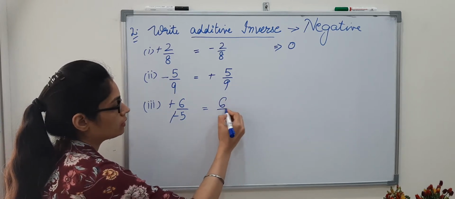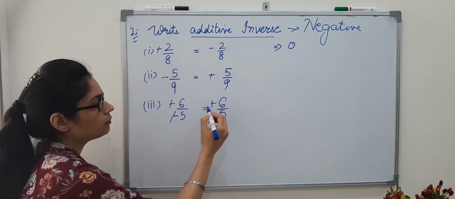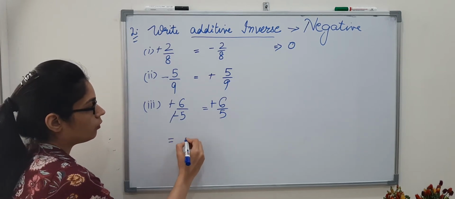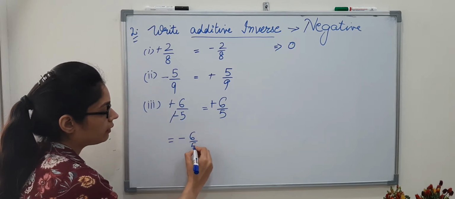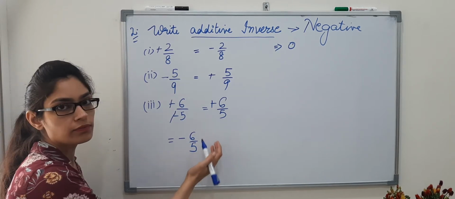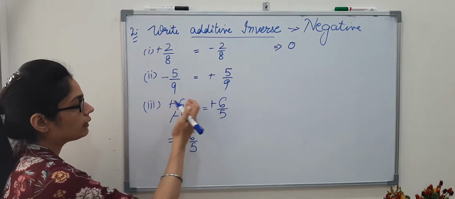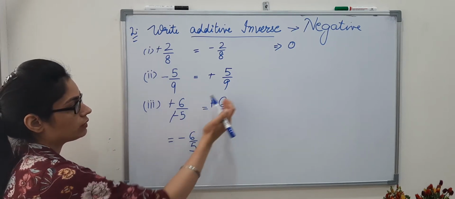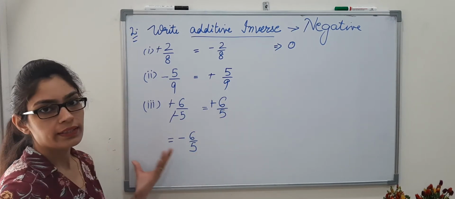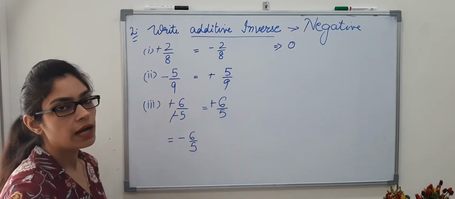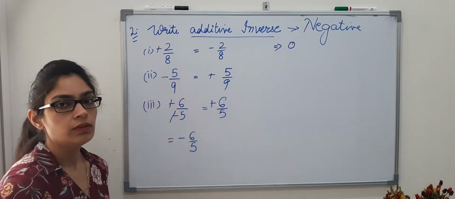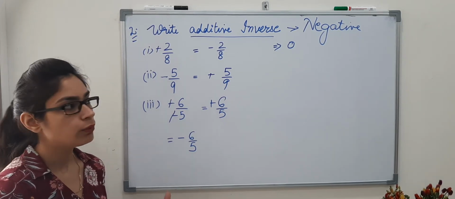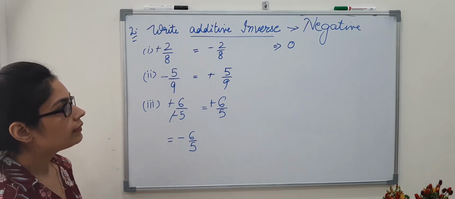So here I am left with 6 by 5, which means this is a positive number. The additive inverse of a positive number, I only have to write a minus sign with my answer. So minus 6 by 5 is the additive inverse of minus 6 by minus 5, which was 6 by 5. Now you can check yourself by adding these two numbers. Are you getting 0? If you are getting 0, your additive inverse is correct. And the remaining two parts you also have to try. Now let's move forward to the next question.